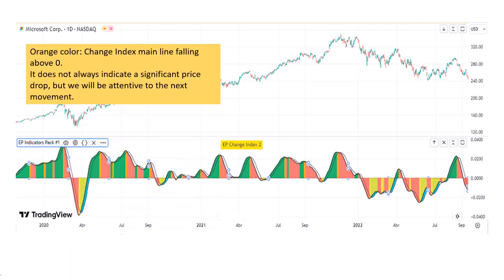Orange color, Change Index main line falling above zero. It does not always indicate a significant price drop, but we will be attentive to the next movement.